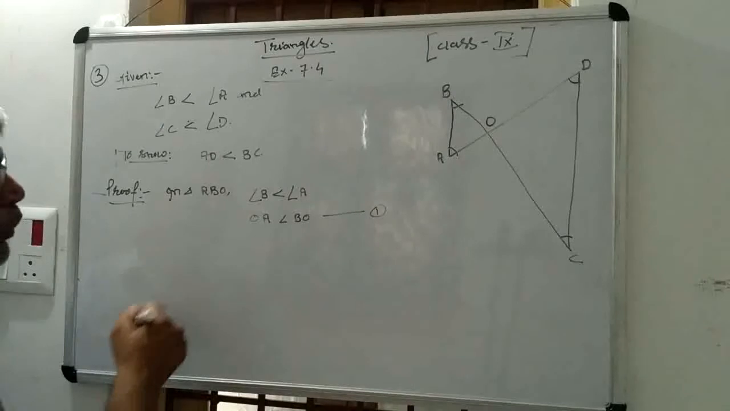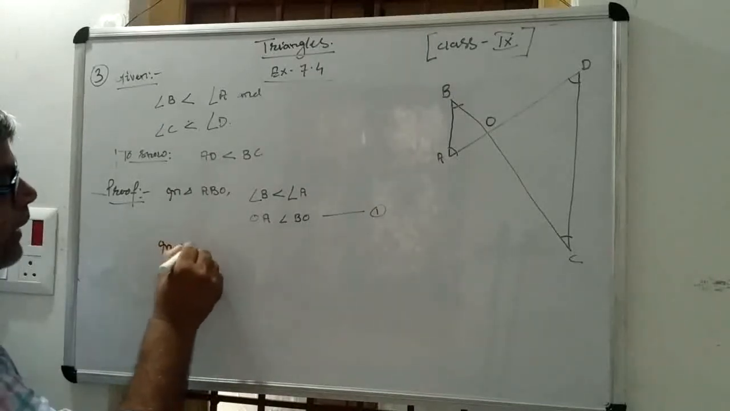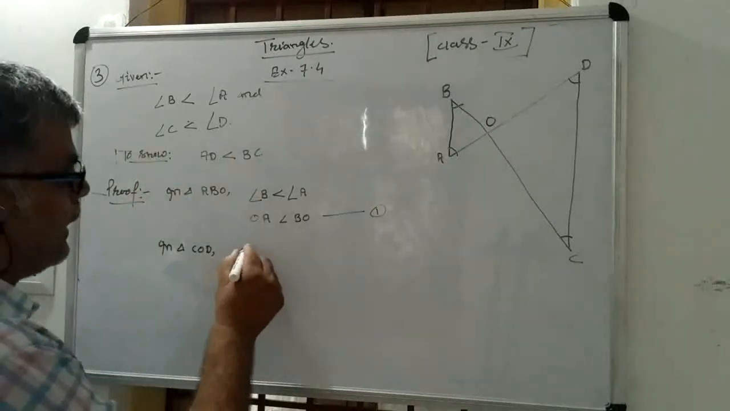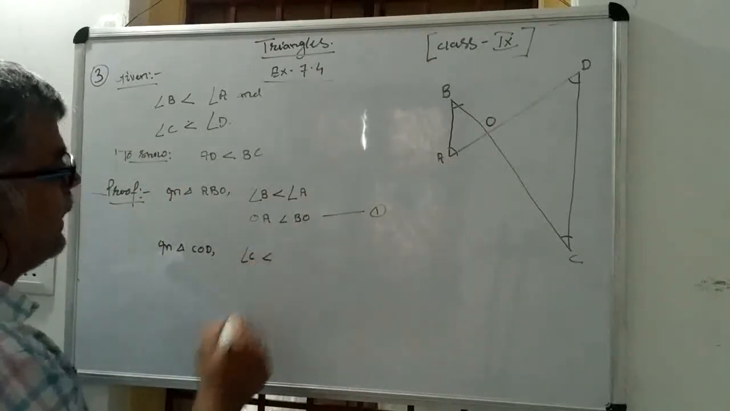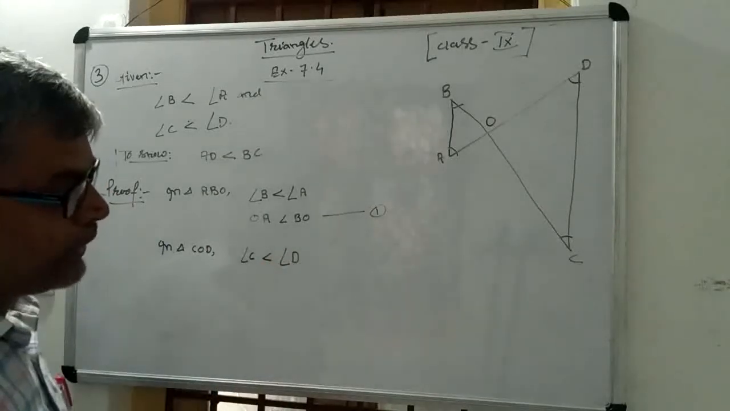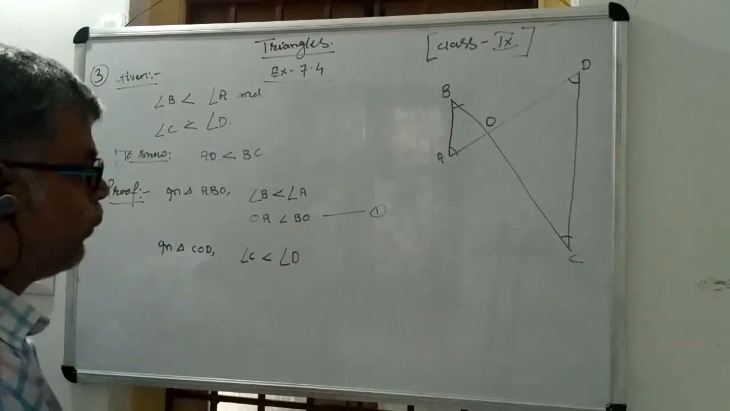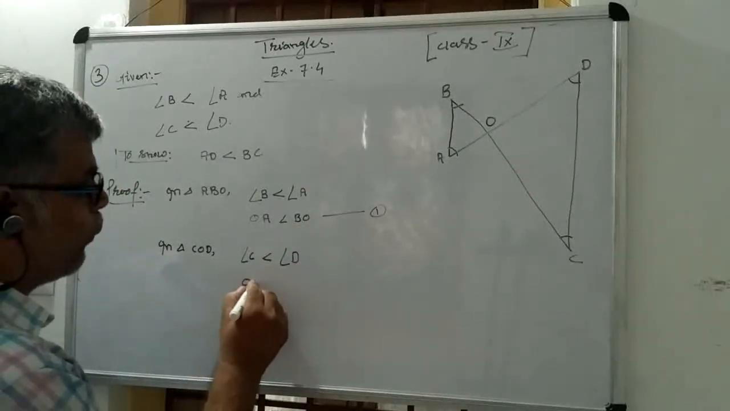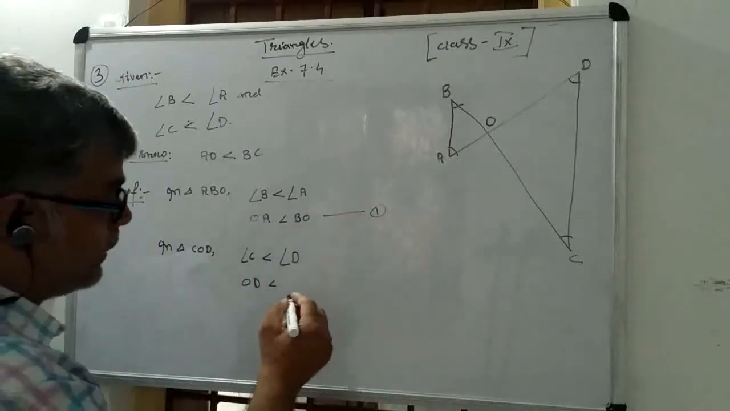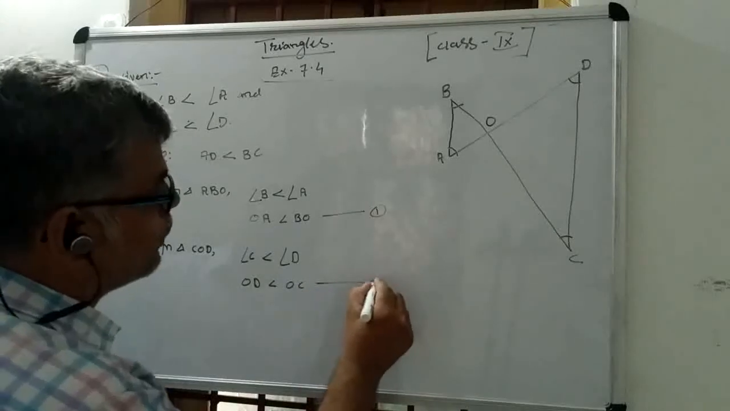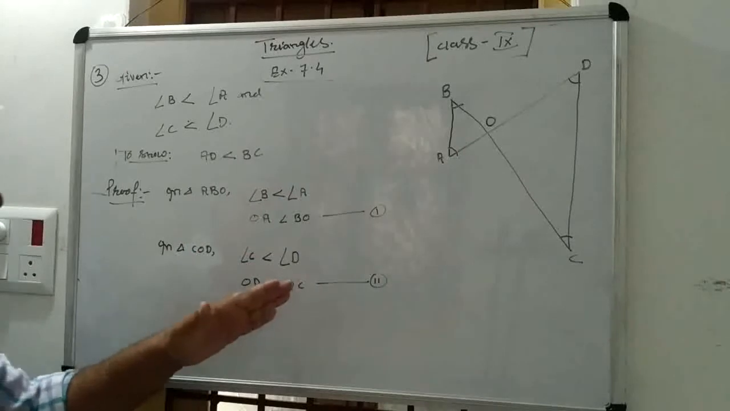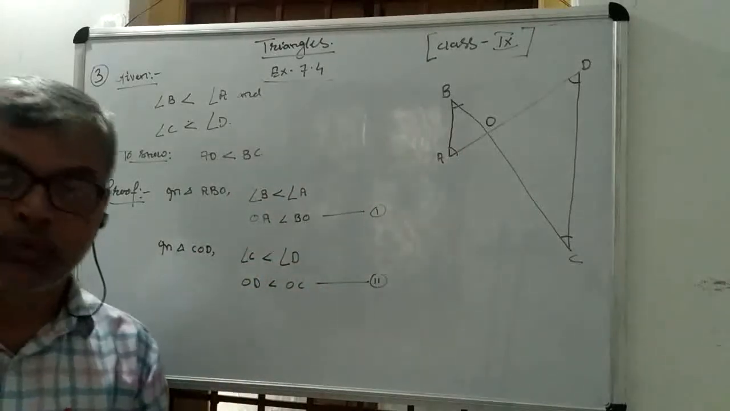Similarly in triangle COD also, angle C is smaller than angle D. It is given. So the side opposite to C, that is OD, is smaller than the side opposite to D, that is OC. Suppose this is equation 2. Now, by the same principle, we have obtained equation 2.